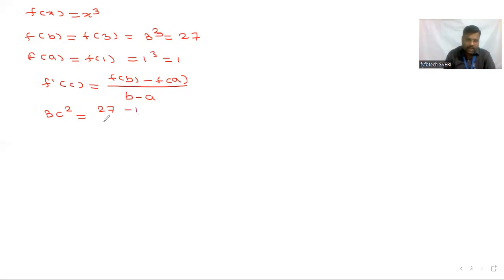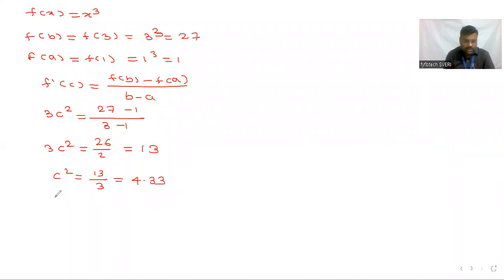1 divided by b 3 minus 1. So you get 3c square is equal to 27 minus 1, 26 divided by 2. How much is that? It is 13. Okay. So c square is equal to 13 by 3. How much is 13 by 3? 4.33. So c square is equal to 4.33.